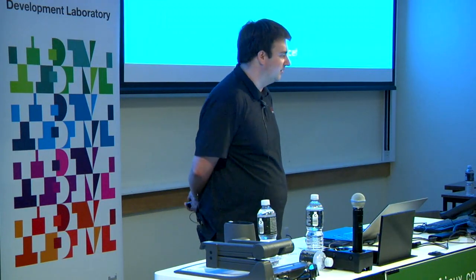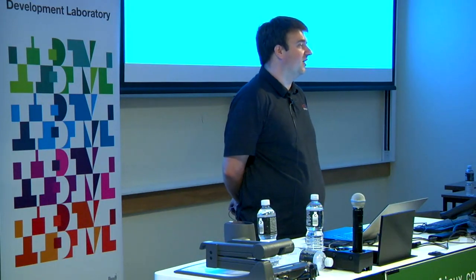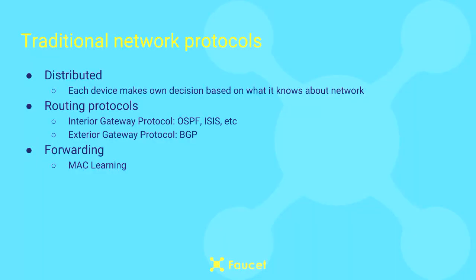So in a traditional world, we use distributed protocols for this. Each device builds its own view of the world and does this by forming adjacencies with other devices it knows about and exchanging information. Common routing protocols are OSPF and ISIS for your interior, for inside your network. If you're speaking on the internet, using a thing called BGP. And then for forwarding, for L2, there's some various MAC learning stuff that you've got to do.